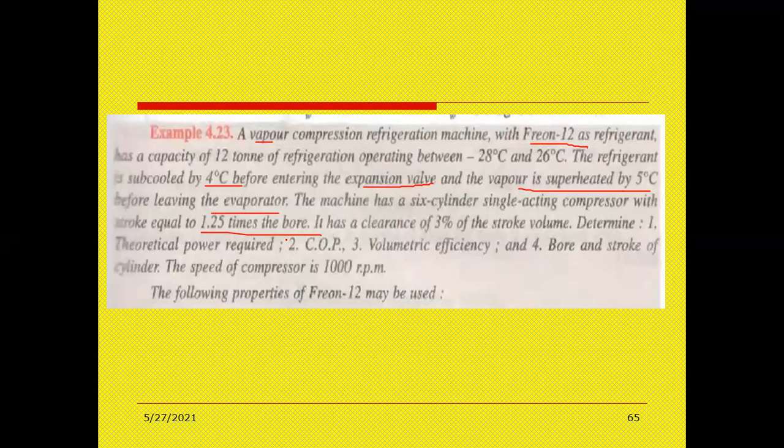Now determine the theoretical power required, COP, volumetric efficiency, and bore and stroke of the cylinder. The speed of the compressor is 1000 rpm. The following properties of Freon may be used.